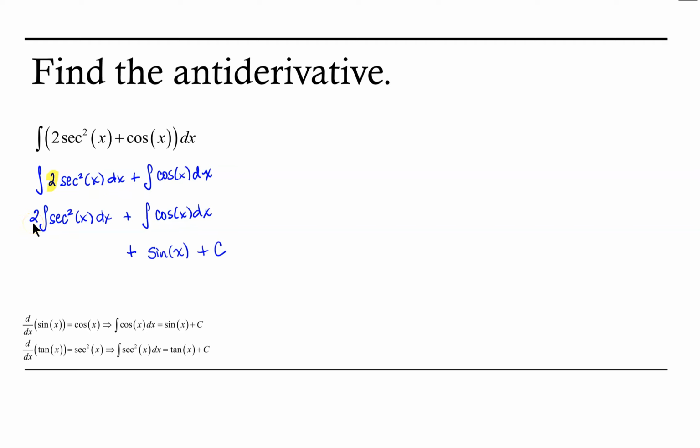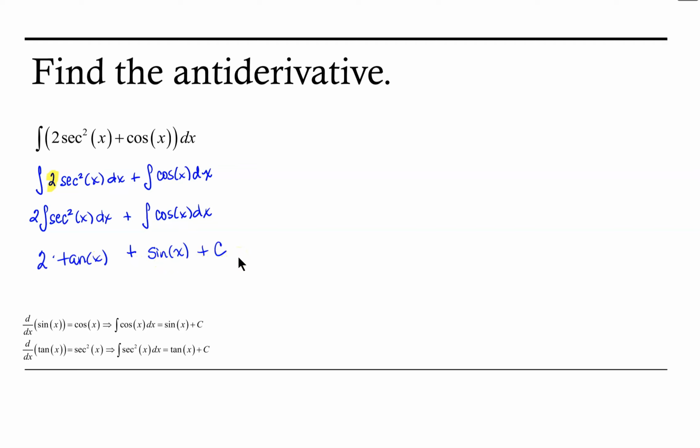Looking at our first term, we have 2 times something. Now, the derivative of the tangent function is secant squared of x. That means that the antiderivative of secant squared of x is going to be tangent of x. So we have 2 times tangent of x plus sine of x plus c.